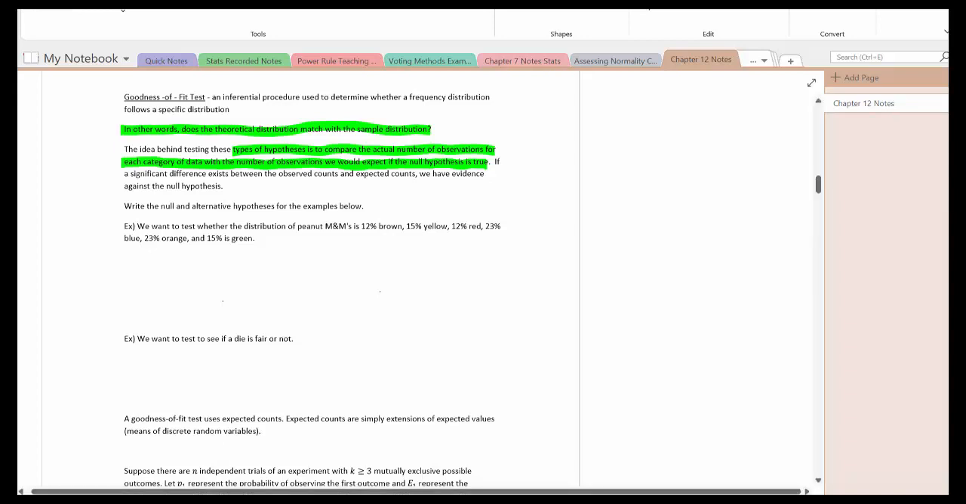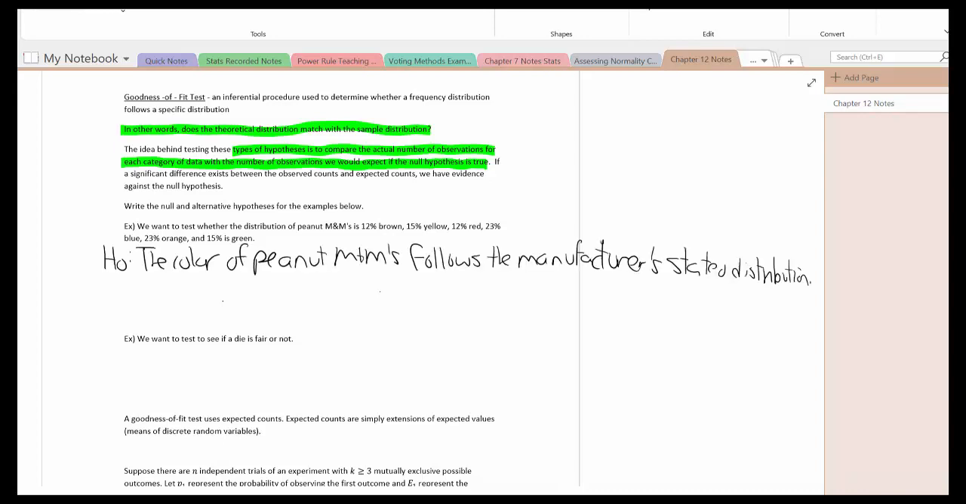So, let's write out the null and the alternative hypotheses for the examples below. Here they give you a particular distribution of peanut M&Ms. The null hypothesis says this distribution has not changed. So let me write this out now. The color of peanut M&Ms follows the manufacturer's stated distribution. Now, the alternative hypothesis says that the distribution is different than what is stated. So let me write that out now.